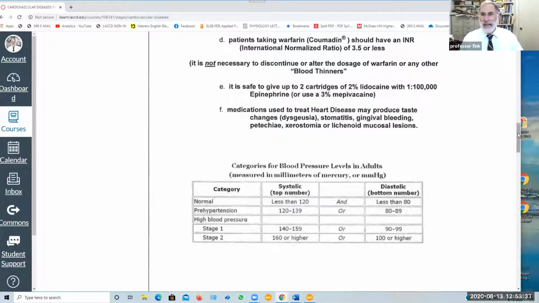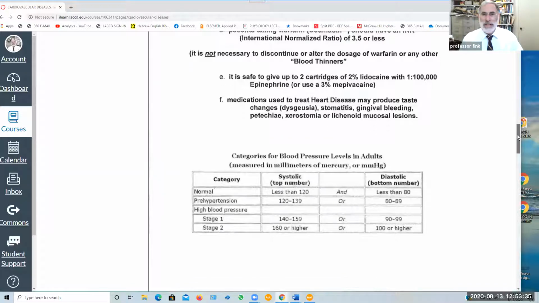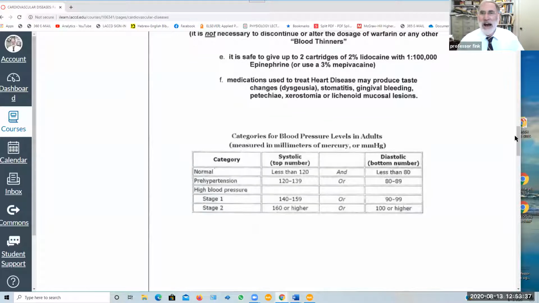Some of the medications that patients are taking for heart disease have adverse or side effects of causing dysgeusia, change in taste in their mouth, also promoting stomatitis, gingival bleeding, petechiae, xerostomia, and lichenoid lesions, among other things.